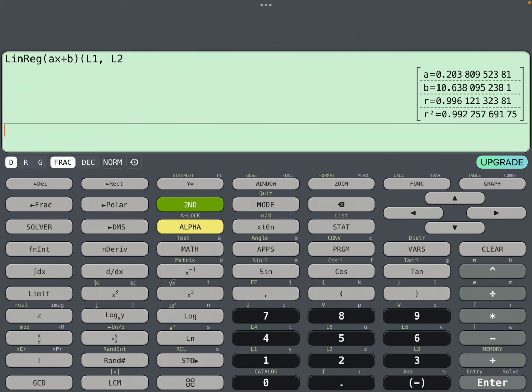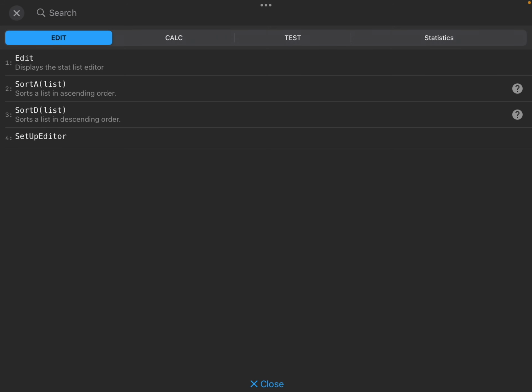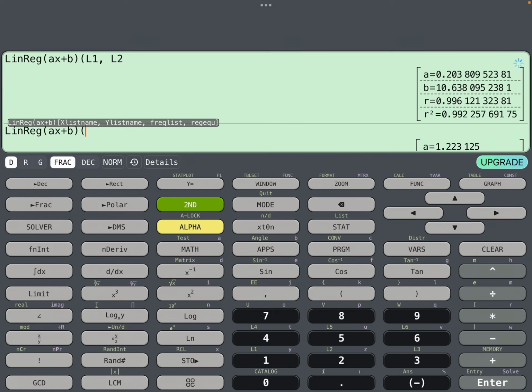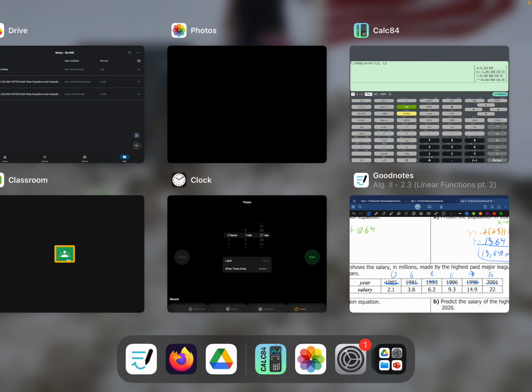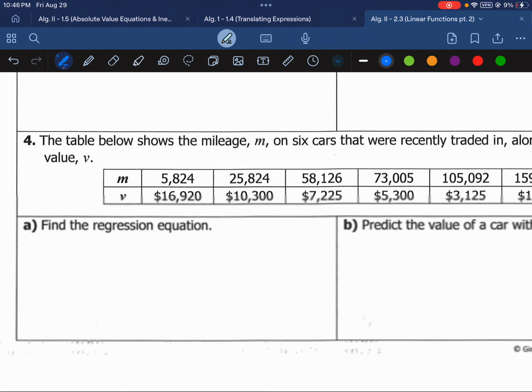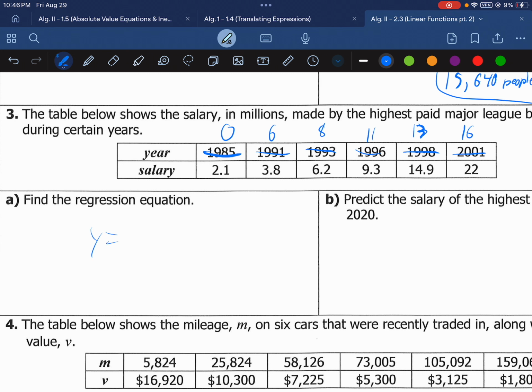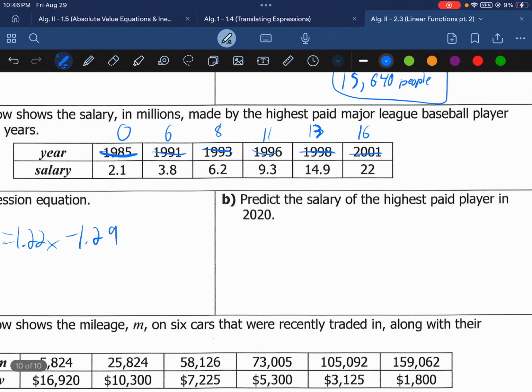I have to clear out of here on Calc 84, but on the TI-84s you don't. Go over Stat, Calc, Linear Regression, make sure my lists are good, which once again on TI-84s you don't need to, but on Calc 84 you do. And I have my slope, or my A, as 1.22, and my B as negative 1.29. So taking note of that and writing these down over here. Y equals 1.22x minus 1.29.